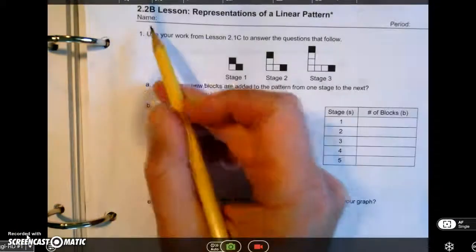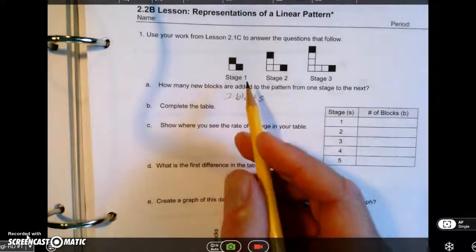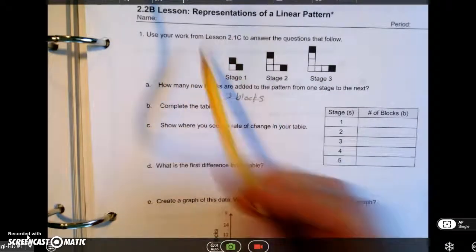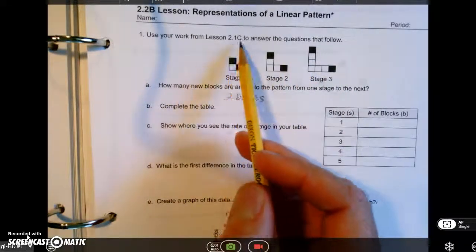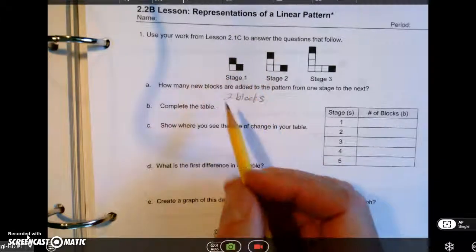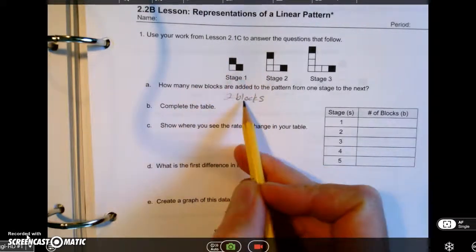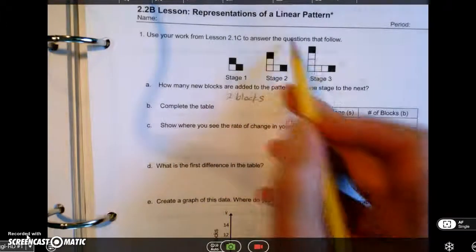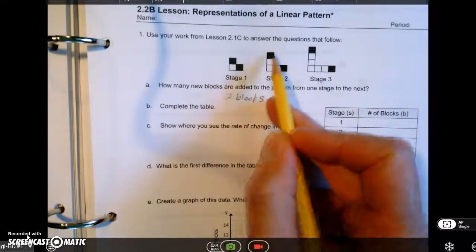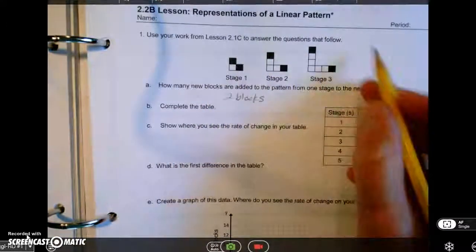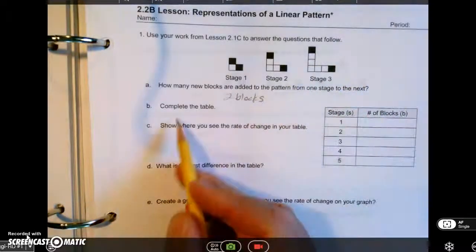Okay, 2.2b lesson is going to go really quickly because you've already done most of it. It's really just a review of 2.1c, as it says here. You're going to refer to that, but I think you're going to remember everything. So I just filled in that there are two new blocks being added to each stage, and you see that there are two here, two here, two here, and if we did a fourth one, there'd be two on the ends. And let's complete the table.